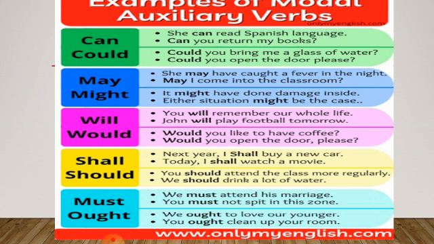Here, now you will see the difference. We must attend his marriage. There is a strict recommendation. We must have to do this thing. You must not spit in this zone. It means a kind of advice, but there is a strict recommendation. We ought to love our younger. Ought to means the thing is necessary. You ought to clean up your room. Here, the necessity of a thing is given.